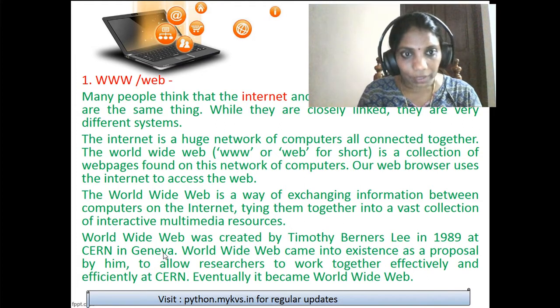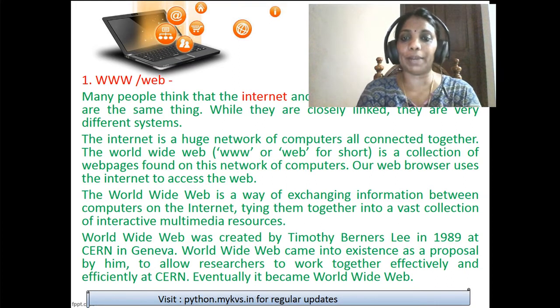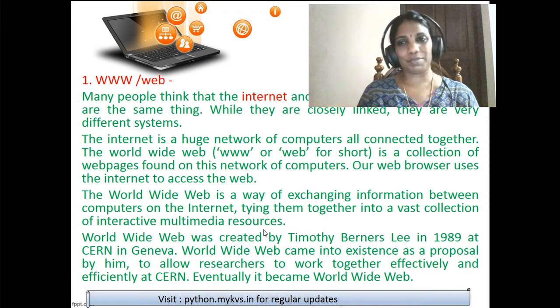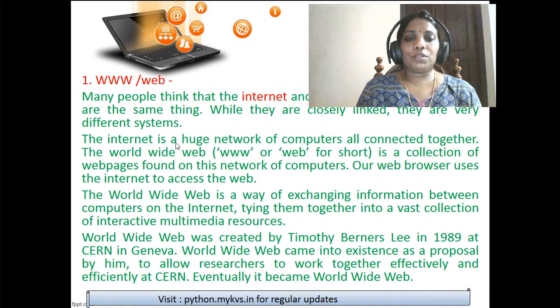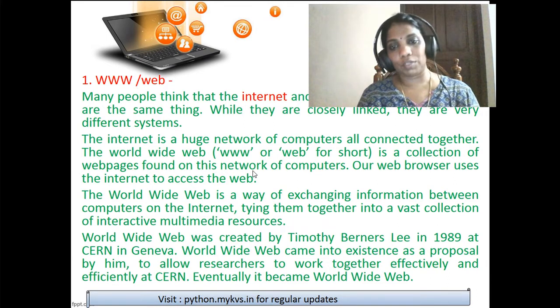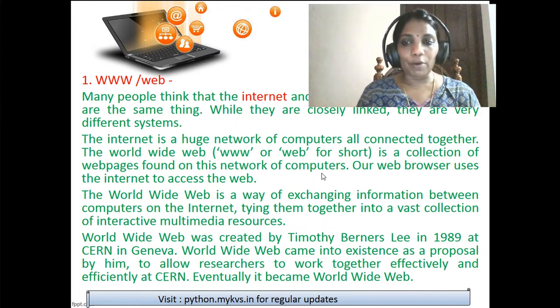So in that part, www serves as an intermediary. It's a browser's platform, a way of exchanging information between computers on the internet, tying them together into a vast collection of interactive multimedia resources. This much is enough; the file is not required. Another way of putting it is that the World Wide Web is a collection of web pages found on this network of computers. Our web browser uses the internet to access the web. Correct. We cannot say it's wrong. It's absolutely right. Now, where did Tim Berners-Lee create this?